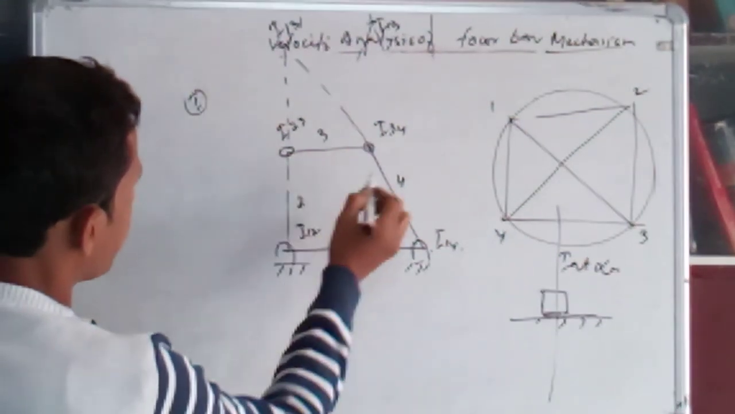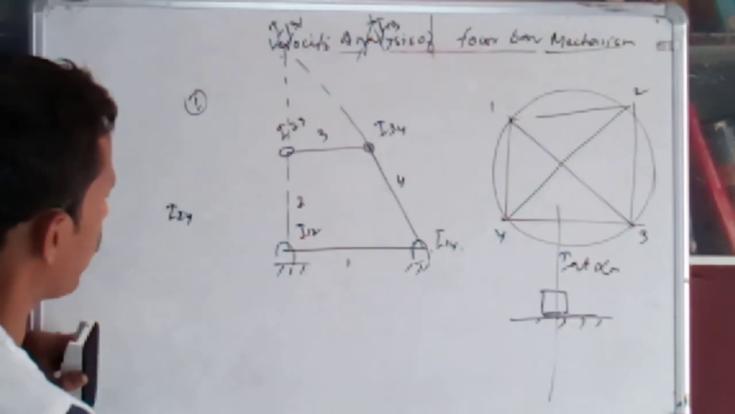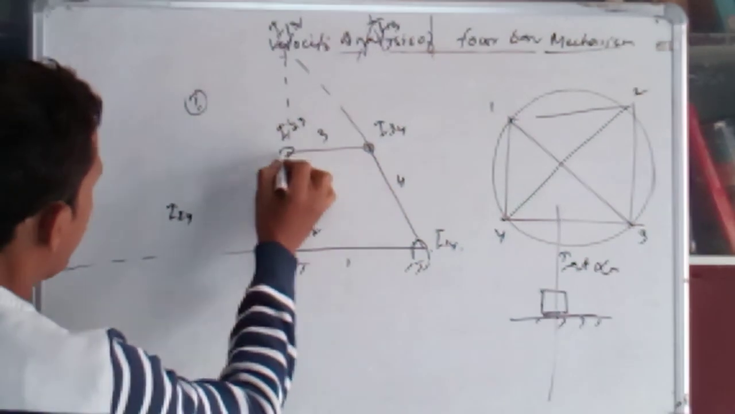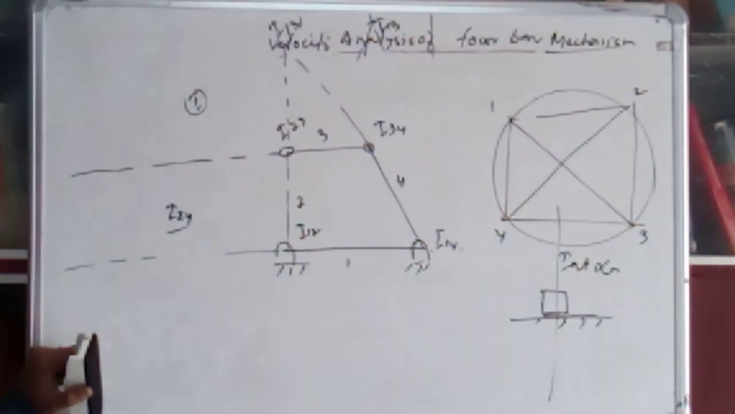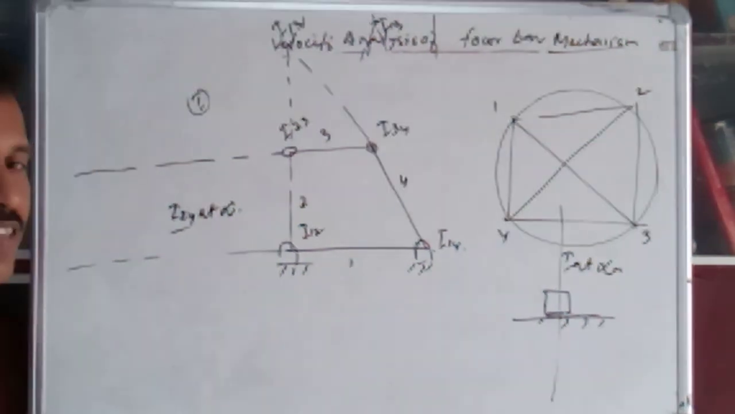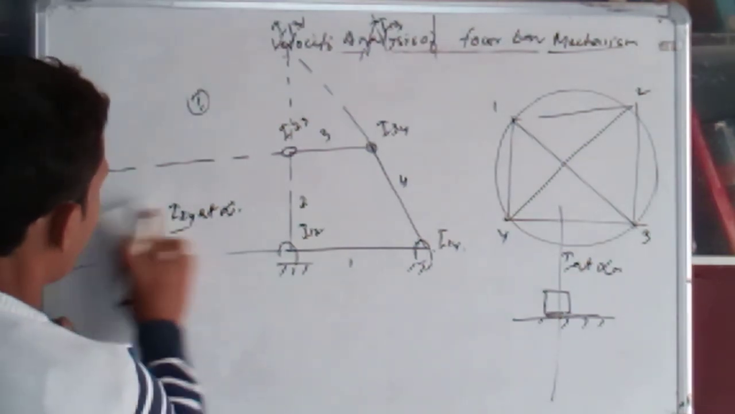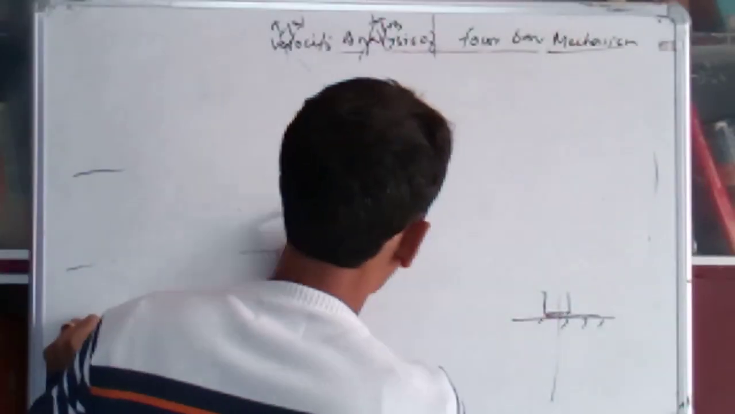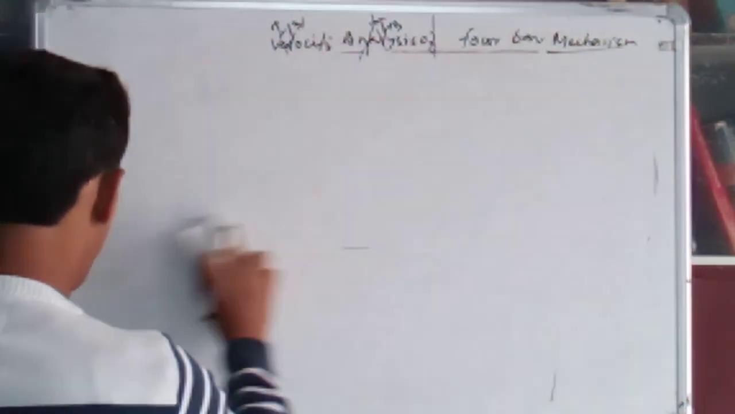Now another instantaneous center, I24. So how can you find it? You can extend this line, also you can extend this line. That means I24 will meet at infinity. Okay. So these three are the cases we have discussed here, how to find the instantaneous center.